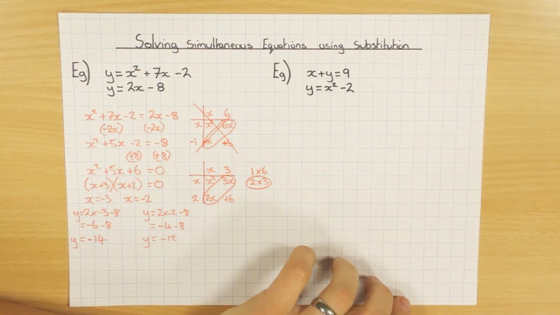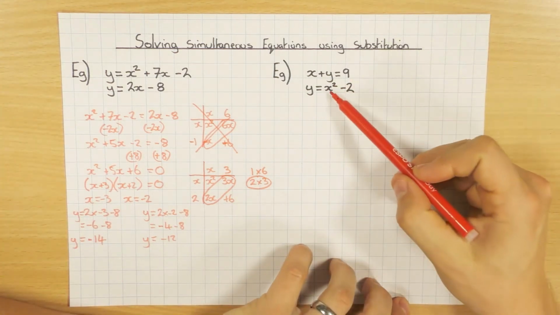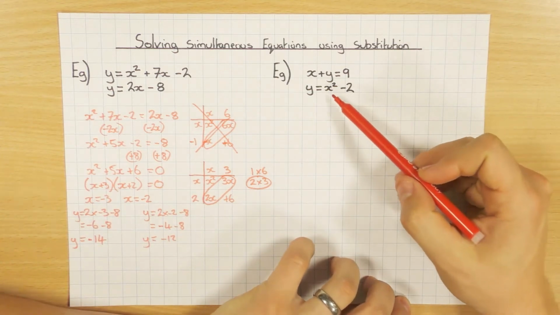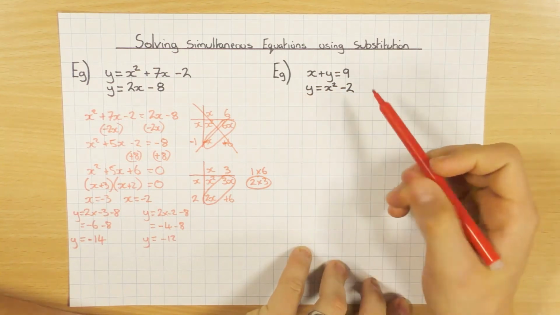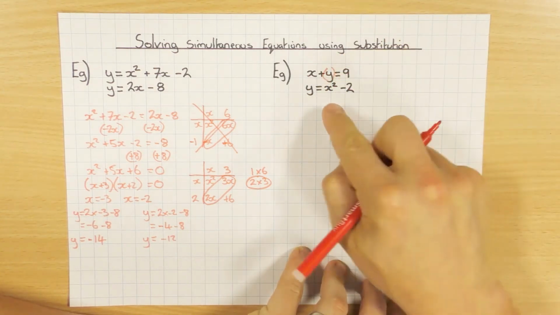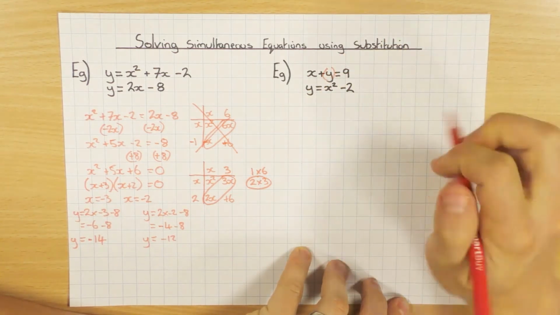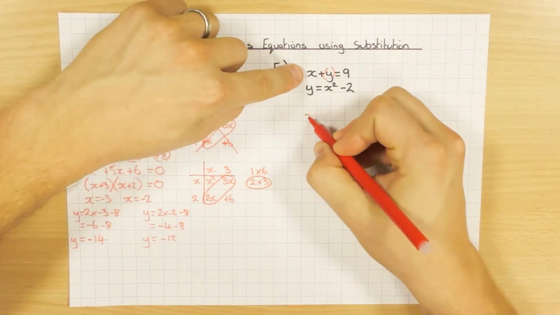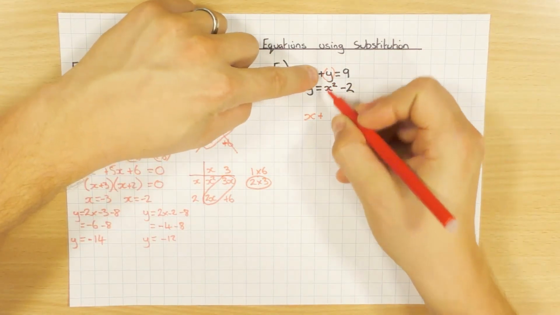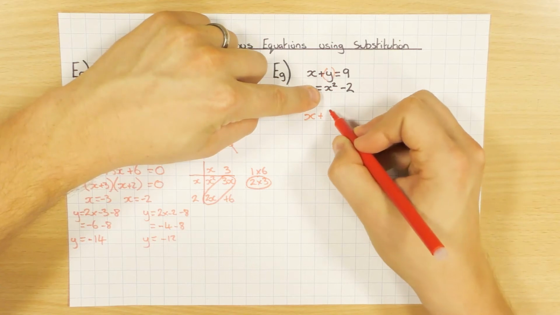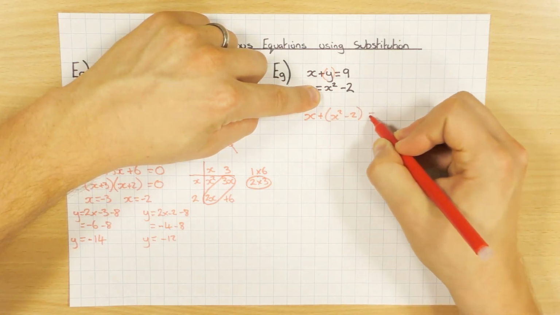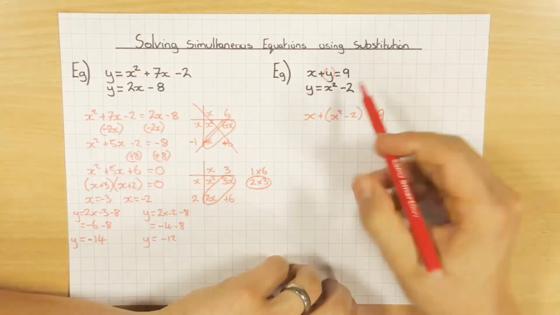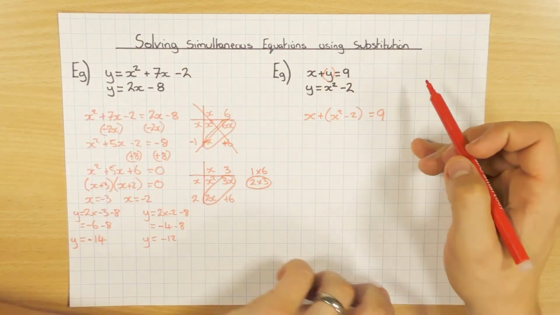Let's have a little look at this one then. So again, it's very, very similar. I've got my x squared here, so I'm not going to use elimination. I'm going to substitute. Now this equals y, so I can substitute this directly into that. So I'll have my x, plus y, but y is equal to x squared minus 2, and then obviously the whole thing is equal to 9. So I've just substituted this in for y.